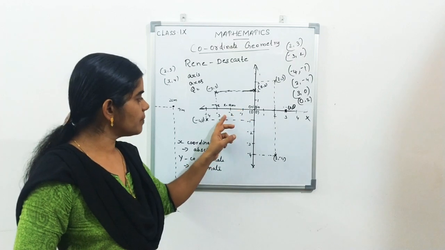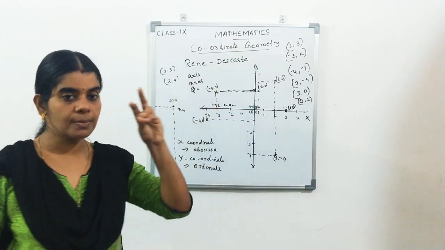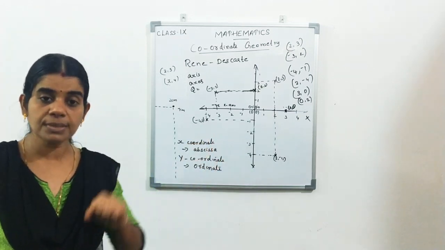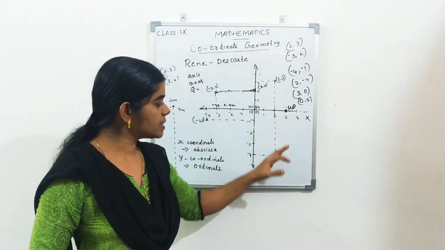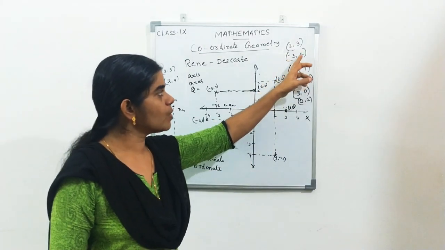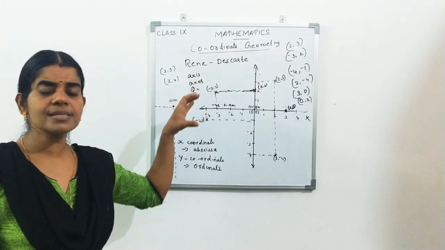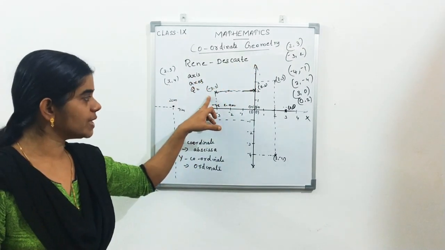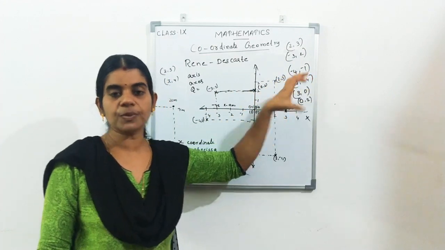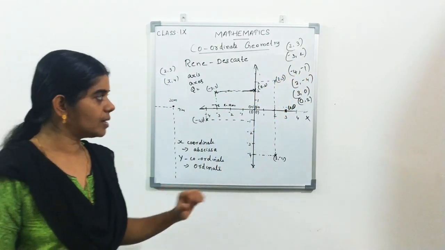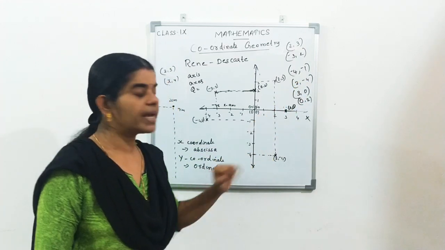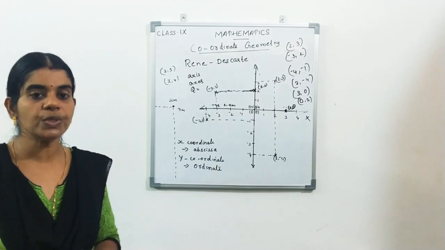If x negative and y positive, that comes on the second quadrant. If x, y both are negative, that comes on the third quadrant. X positive, y negative, that will be on the fourth quadrant. If minus 3 comma 2, in which quadrant, x negative, y positive, that comes on the second quadrant. Minus 4, minus 1 both are negative, therefore that comes on the third quadrant. 2 comma minus 4, that is x positive, y negative, therefore that comes under the fourth quadrant.